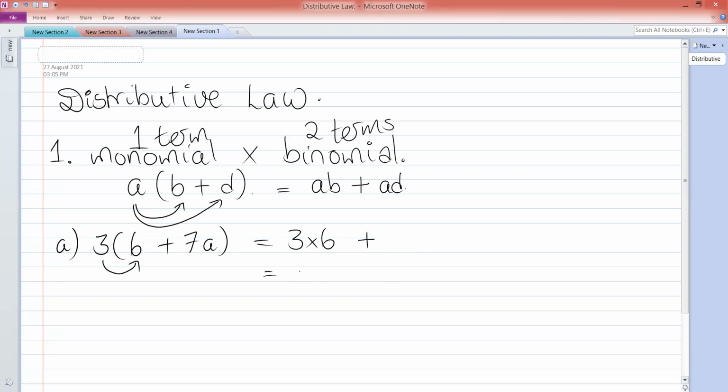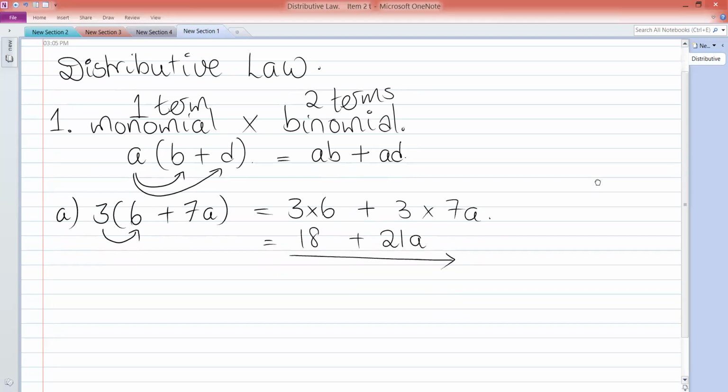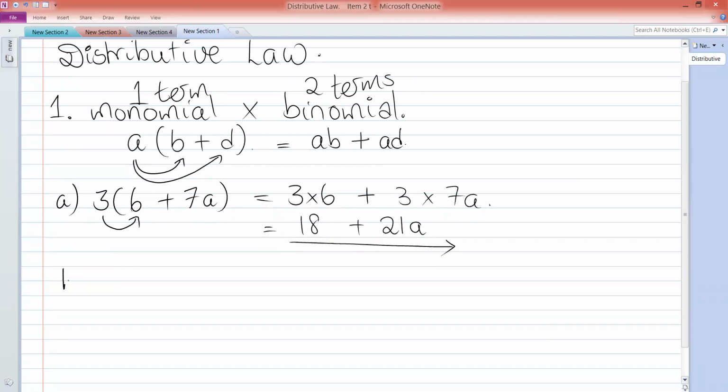3 times 7A. Perfect, right? So 3 times 6, that gives us 18, plus 3 times 7 is 21A. So we have distributed, and that becomes our answer. All right. Let's take another example. Let's say you have negative 2A and you want to multiply it into A plus 7. What do you get there?